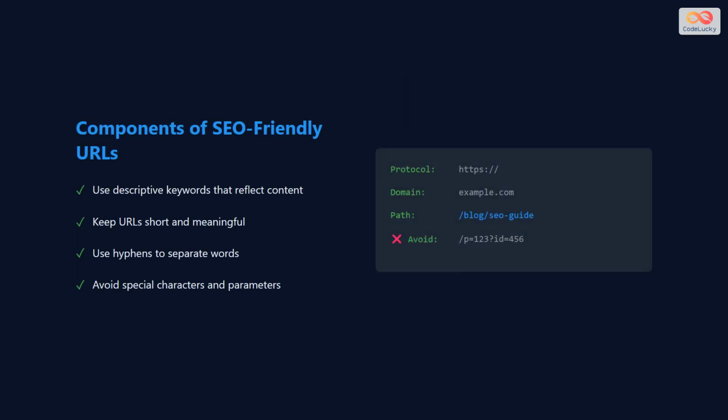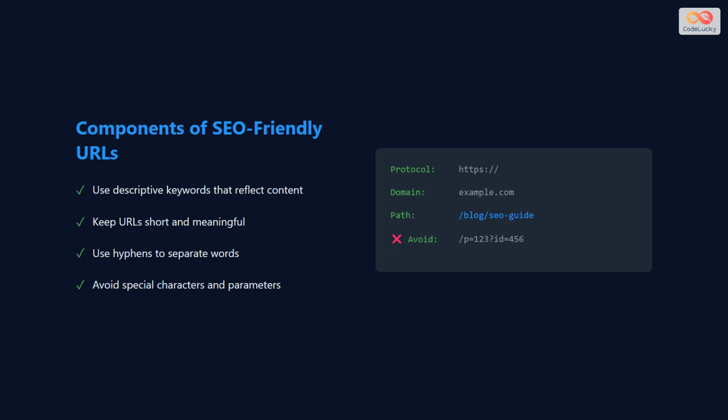Let's break down the key components of a search engine-friendly URL. Firstly, use descriptive keywords that accurately reflect the content of the page. Secondly, keep URLs short and easy to understand. Thirdly, use hyphens to separate words, making the URL more readable. Finally, avoid special characters and parameters in the URL, as these can confuse search engines.